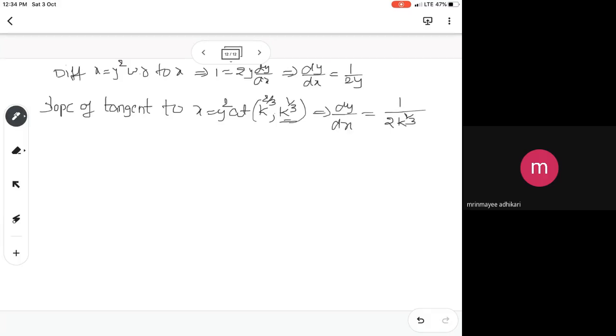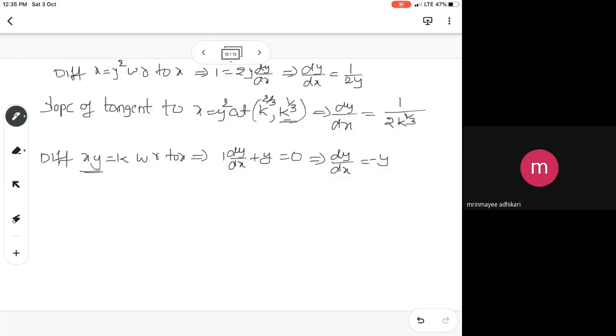The second curve is given, xy is equal to the constant k. This one you have to differentiate with respect to x. So the uv formula has to be used: 1 into dy by dx plus y into 1 is equal to 0. So from this you are going to get dy by dx is equal to minus y.